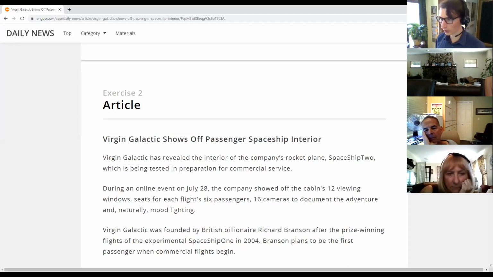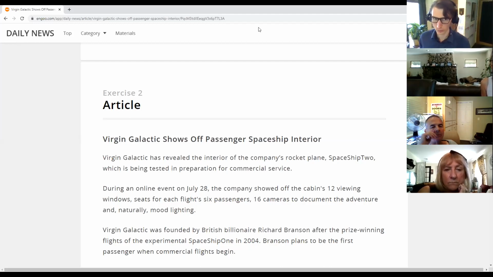So, Virgin Galactic has revealed the interior. It's 4. Interior. Okay? So simple, but it's honestly one of the most frequent things I use.